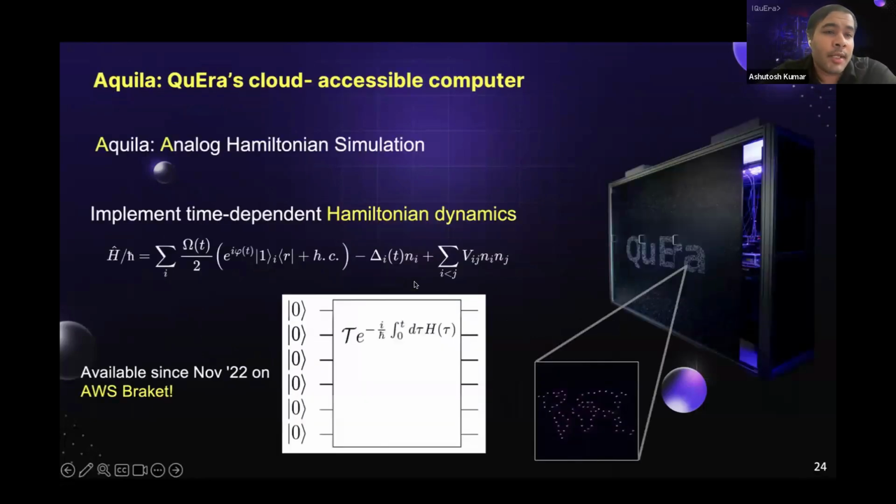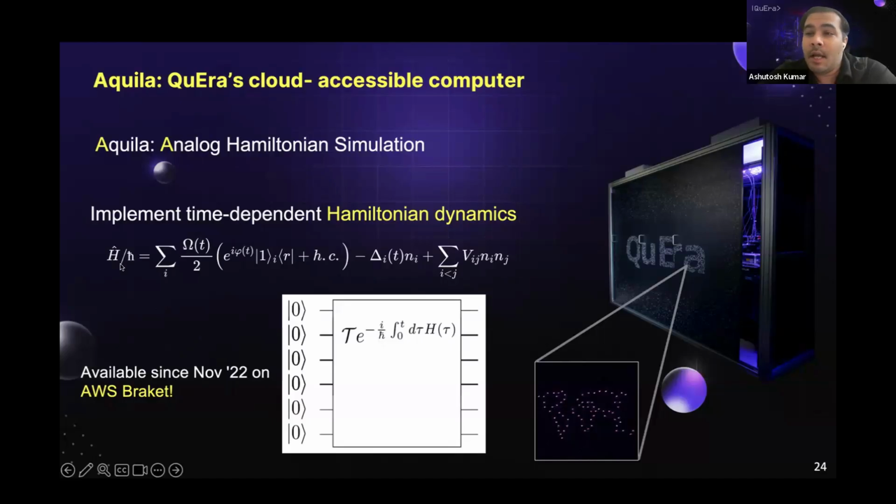So, talking about Aquila, Aquila is QuEra's cloud accessible computer. It has been available since November 2022 on the AWS Braket. So the idea is that it implements time-dependent Hamiltonian dynamics.